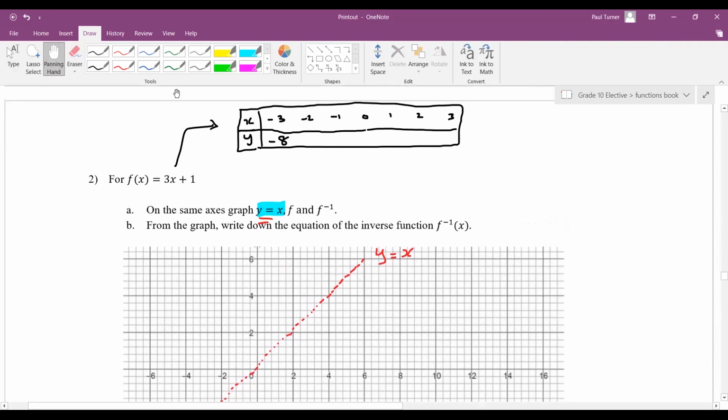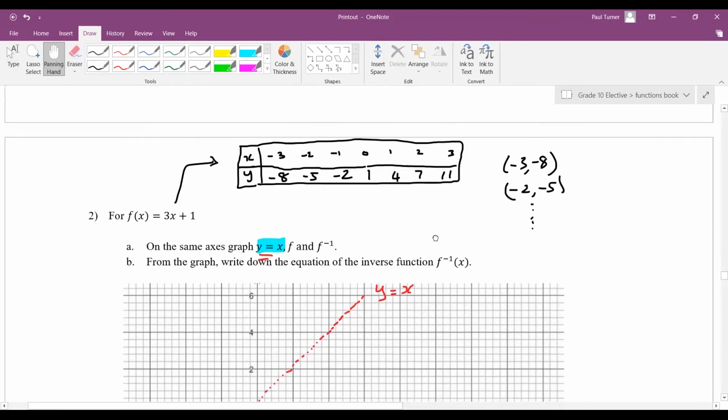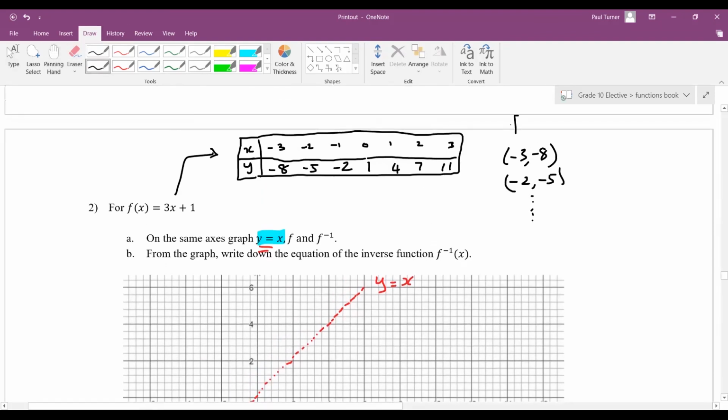So if we do that, we got -2, -6 plus 1, -5. So fill that in. -3 plus 1, -2. 1, 3 on 3 plus 1, 4. 3 2s are 6 plus 1, 7. 3 3s are 9 plus 1, 10. So these are your series of numbers for your function. So you've got (-3, -8), (-2, -5), like that. Now these are for drawing your function, so we'll write that there, f(x).